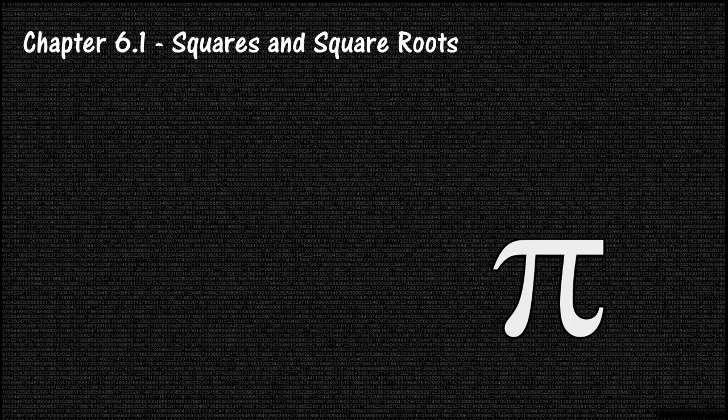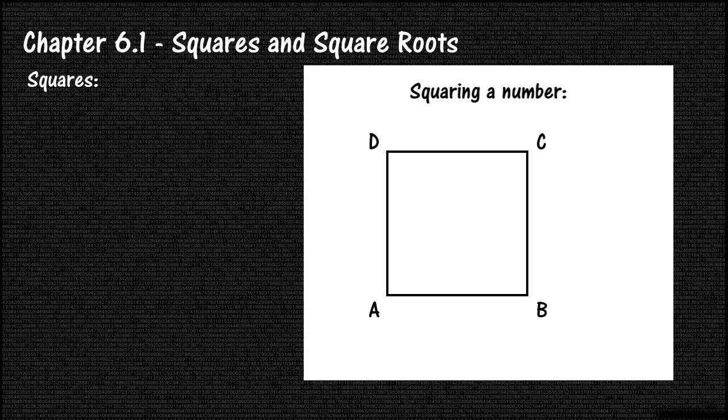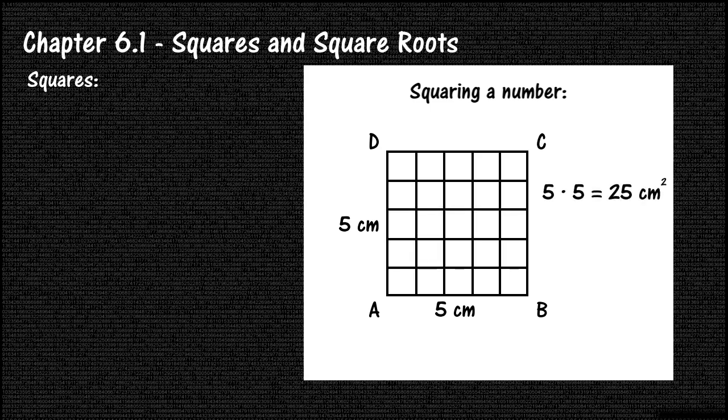What is a square? Well, you do know that a square is a quadrilateral with equal sides and right angles, like this one. This is square ABCD with sides of 5 cm. The area of this square is 5 times 5 is equal to 25 squared centimeters. When you do that, we say that you have just calculated the square of 5.